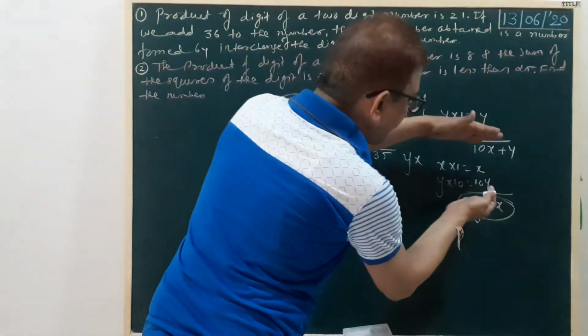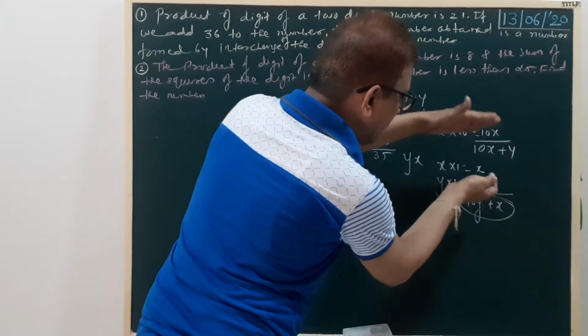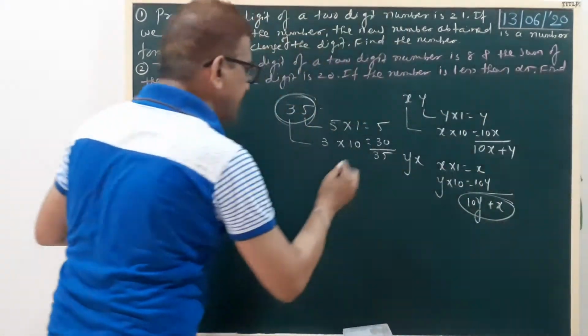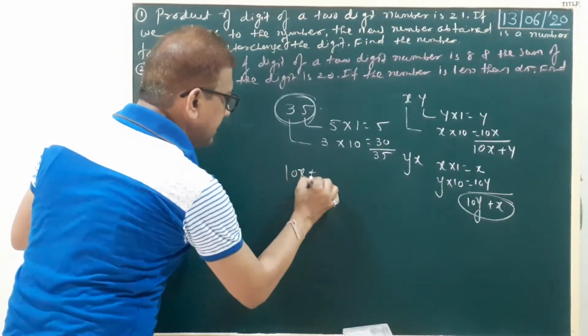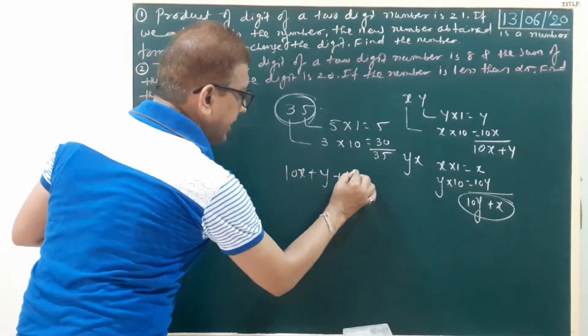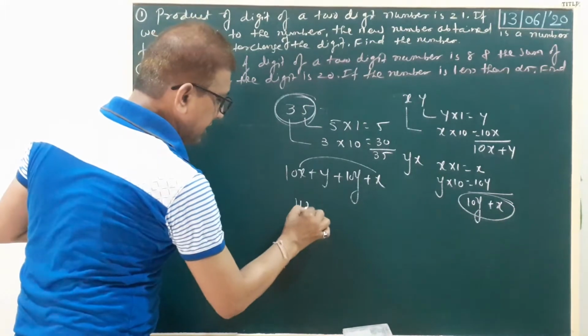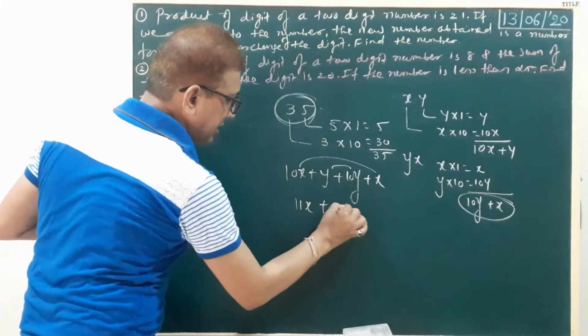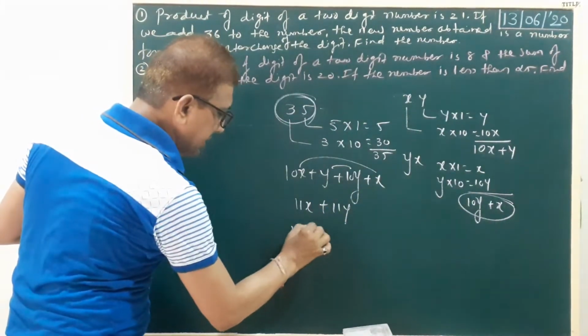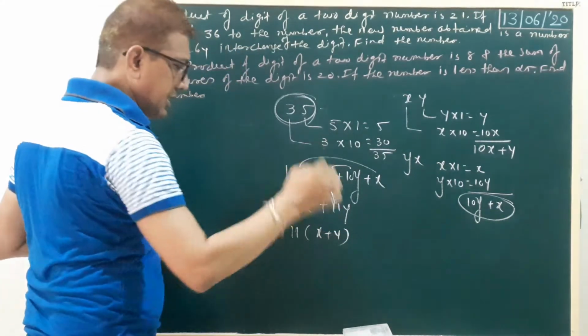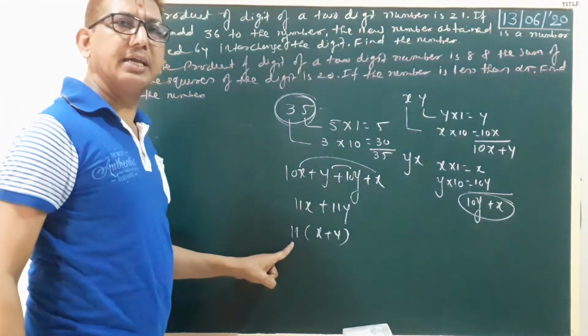Now the sum of these two numbers: 10x plus y and 10y plus x. So this gives 11x and 11y. Now 11 is common. Is it clear? So it is always divisible by 11.